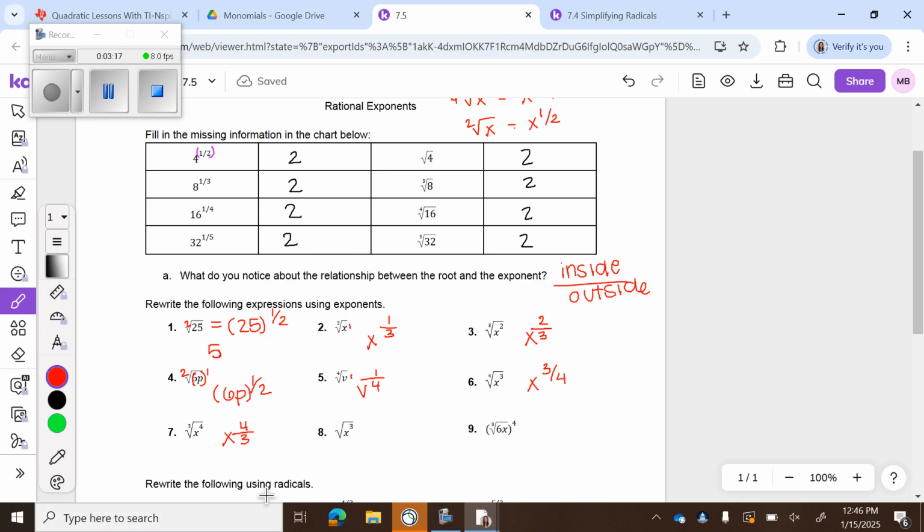All right, 8 is a little weird. There's not an outside number here. If there's not an outside number, you put a 2 because that's a square root. So that's going to become x to the 3/2.